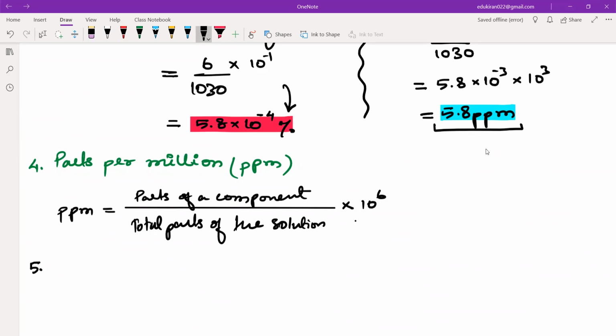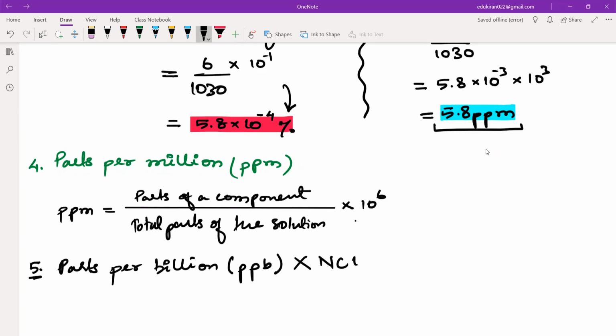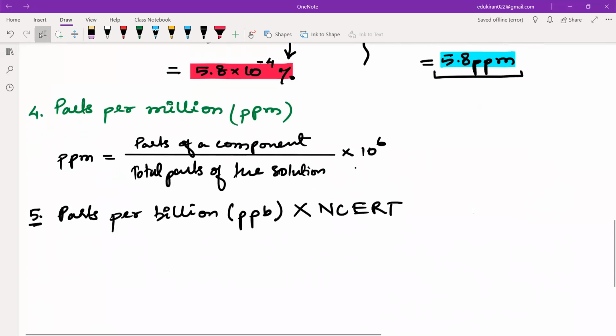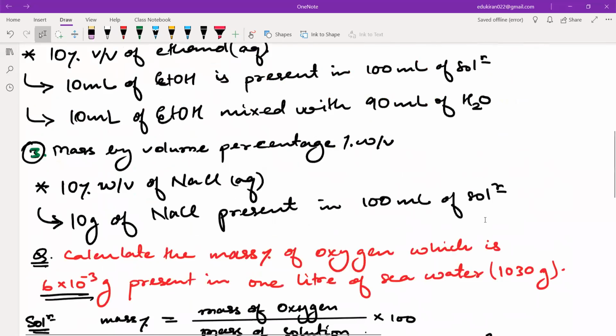Now, there is another term which is parts per billion. This is ppb. Although this is not there in NCERT, it is also one of the concentration terms. It is the same as parts per million, just that you have to multiply by 1 billion. Okay, now we have done all of these things.